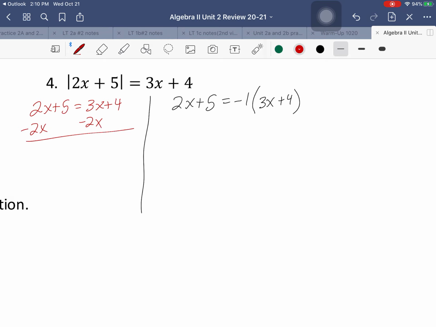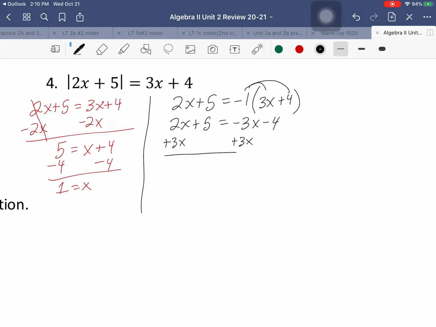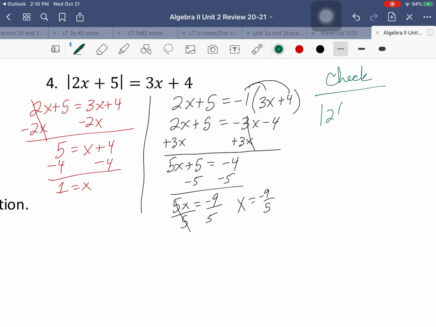Get your like terms together. 2x is positive, minus 2x. 5 is positive, 3x plus 4, minus 4. Get your constants together. x equals 1. So that's one of our possible solutions. Next one, distribute in. We've got to get rid of that parenthesis before we can do any other kind of math. Now we get our like terms together. Seeing a fraction. All right, well, we'll deal with it. So that's a possible solution also. Now we just need to check these. Again, you don't have to show me the check, but there are going to be extraneous solutions, so you always need to check. And I guarantee there's going to be one in here.